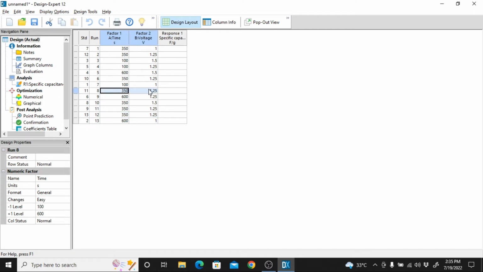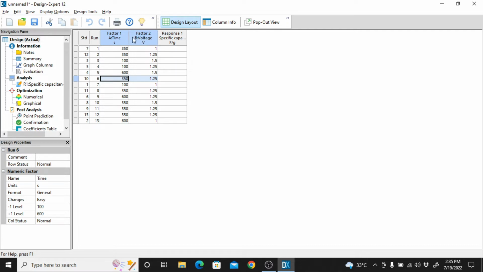This is a repeated experiment because we have 5 center points. It means that we have 5 experiments that repeat to see the repeatability of your experiment and to validate your model, whether your model is good or not, to get a good specific capacitance. So if you get a lack of fit that is not significant, it means your model is good.